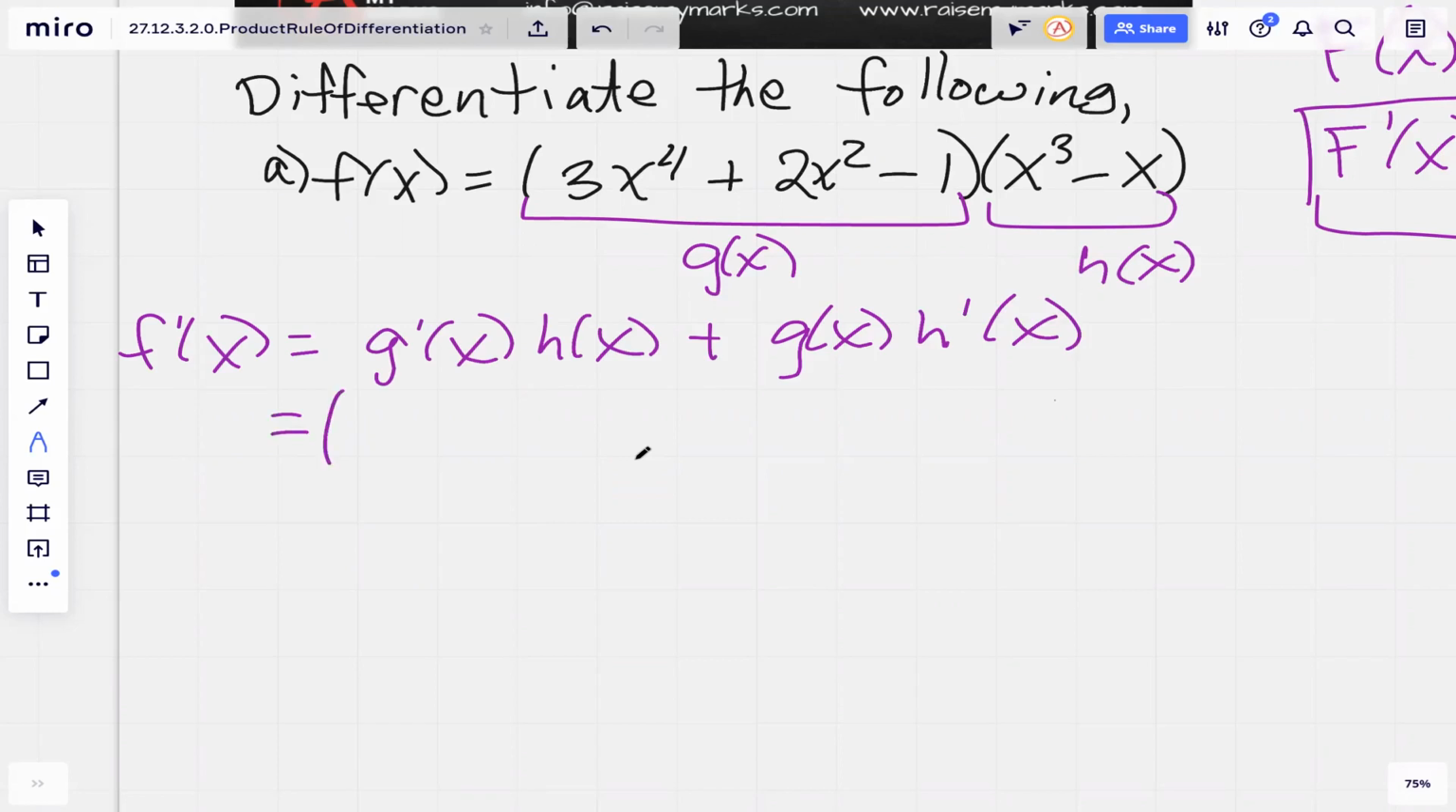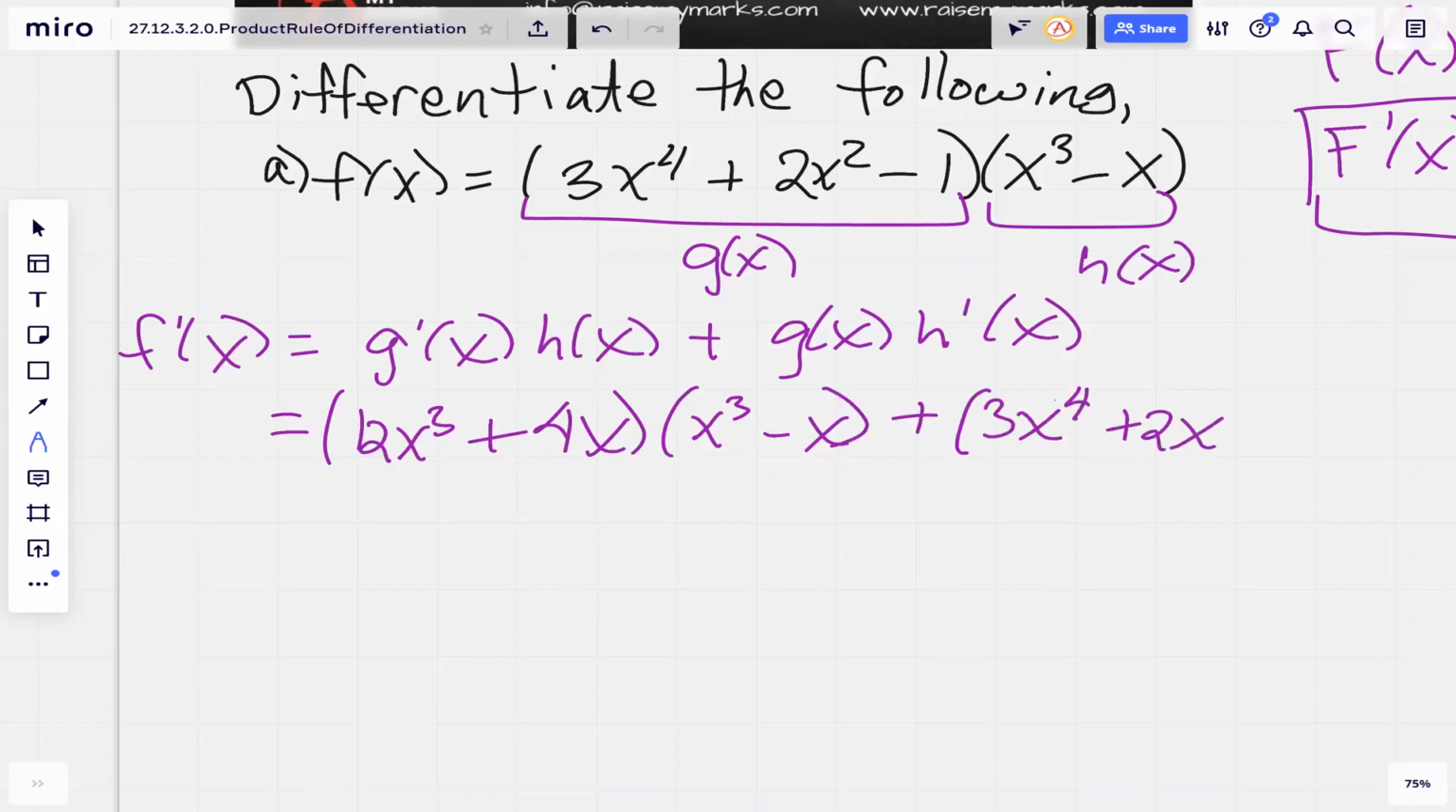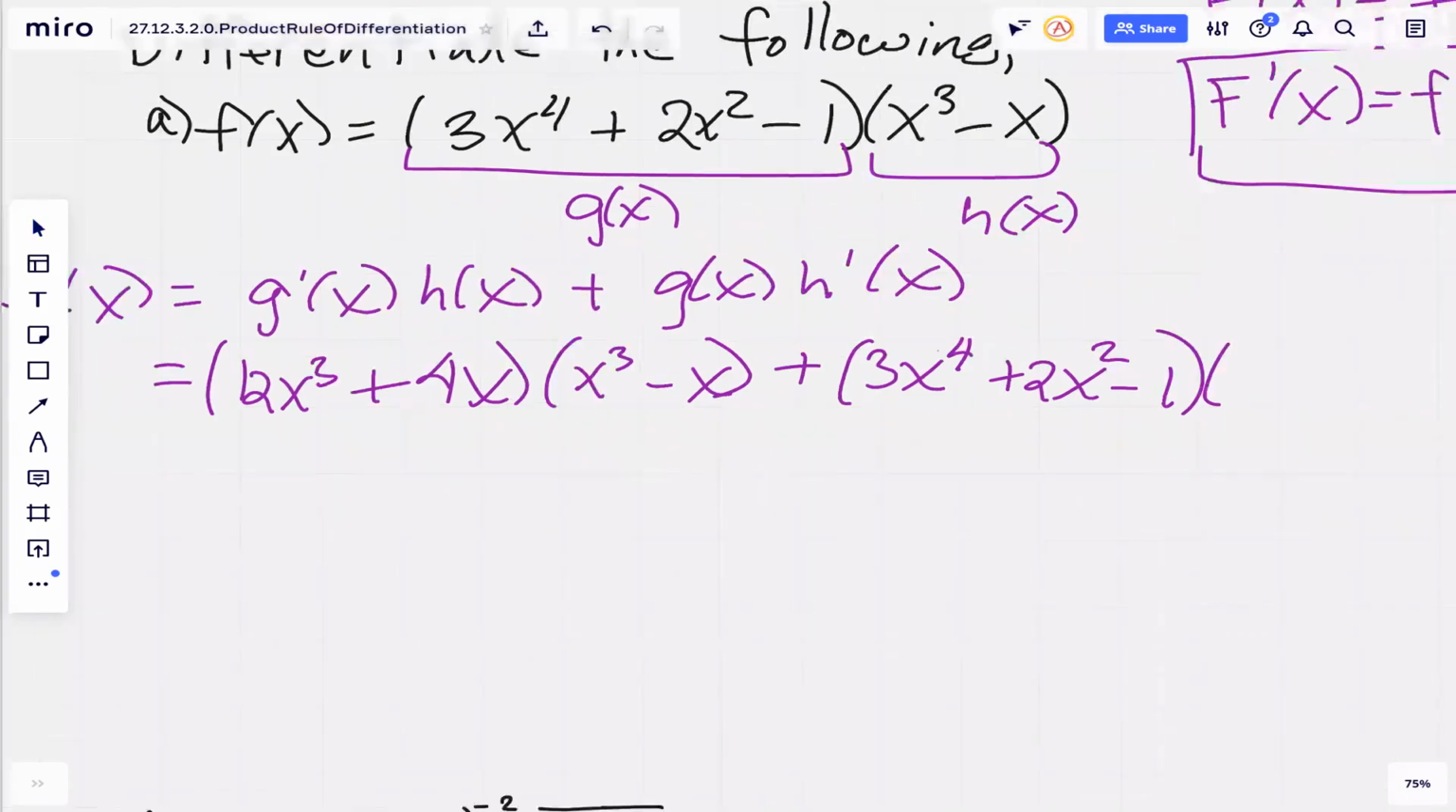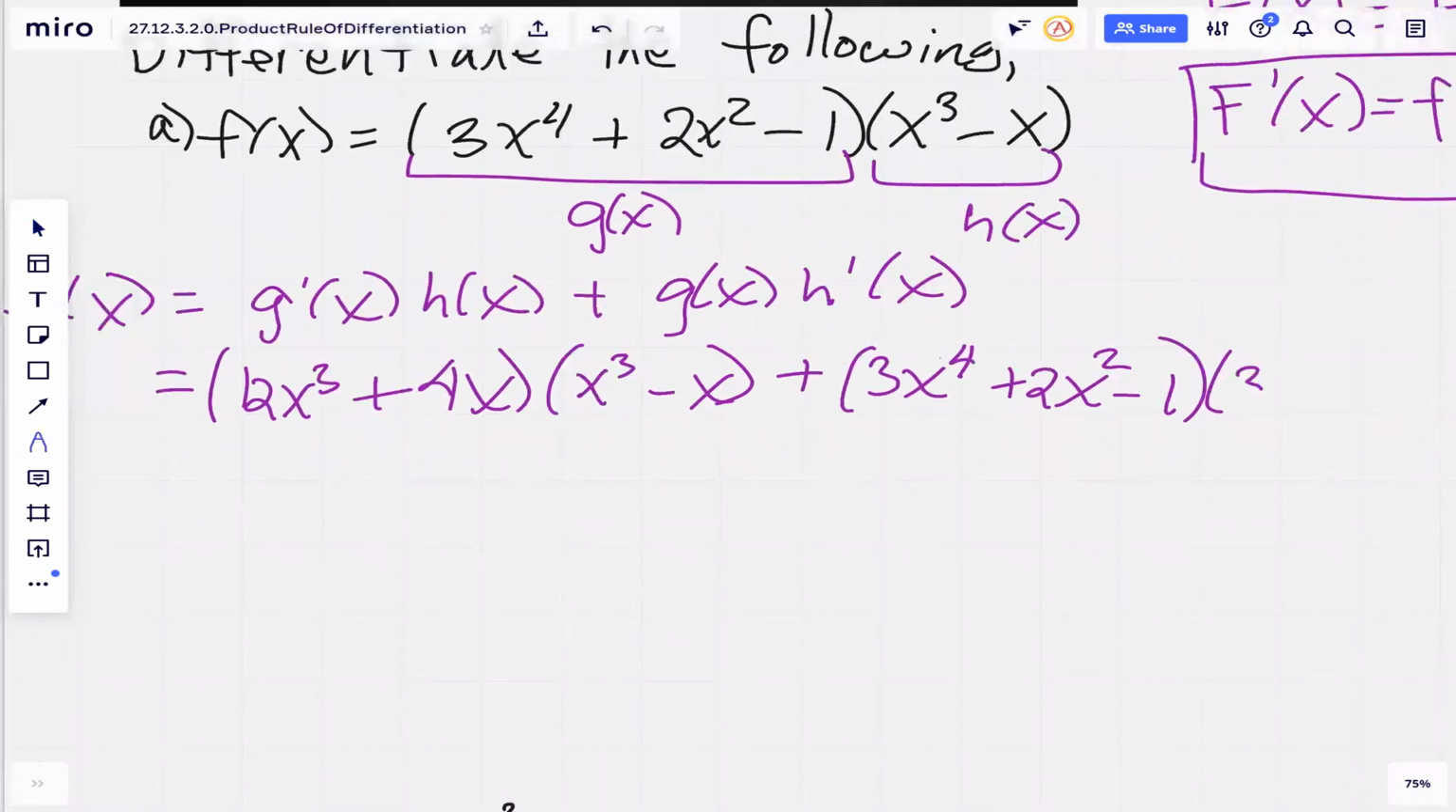What is G prime? 12x cubed plus 4x. What is H? x cubed minus x. Plus G, we're just going to copy G out, 3x to the power 4 plus 2x squared minus 1, times the derivative of H, which is 3x squared minus 1. So that's our derivative, and we've used the product rule. I can go on to simplify, but the more computations you do unnecessarily, the more chance of error. So let's not do that. Let's just leave it there.